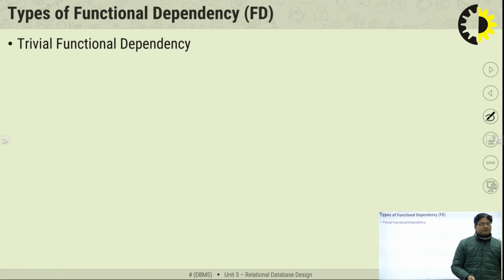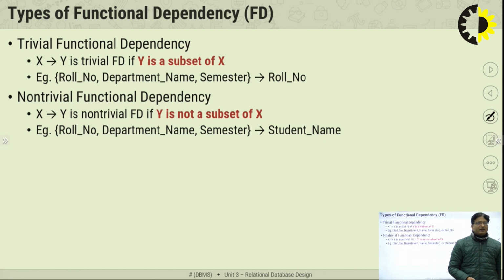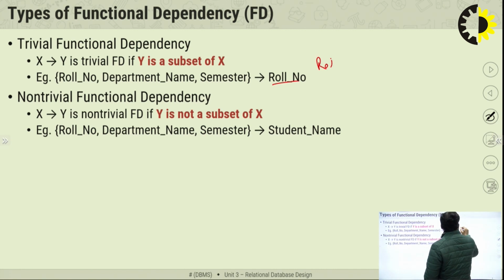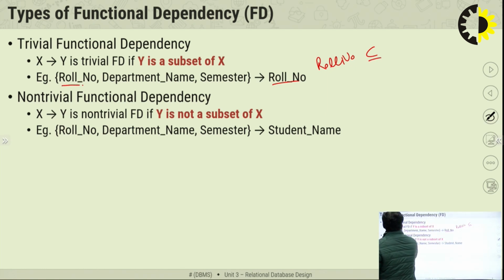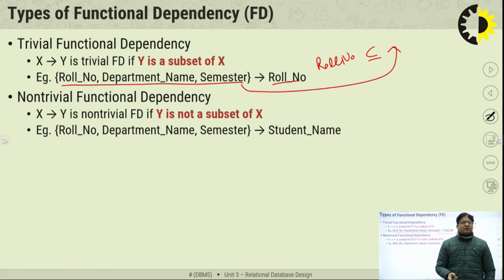Next, we have trivial and non-trivial FDs. In trivial FD, X determines Y is trivial if Y is a subset of X. For example, roll number, department name and semester determining roll number. Clearly, this roll number is a subset of these attributes. So this roll number is a subset of roll number, comma department, comma semester.